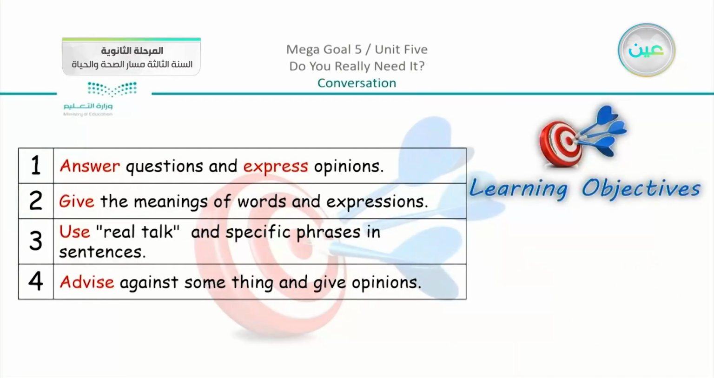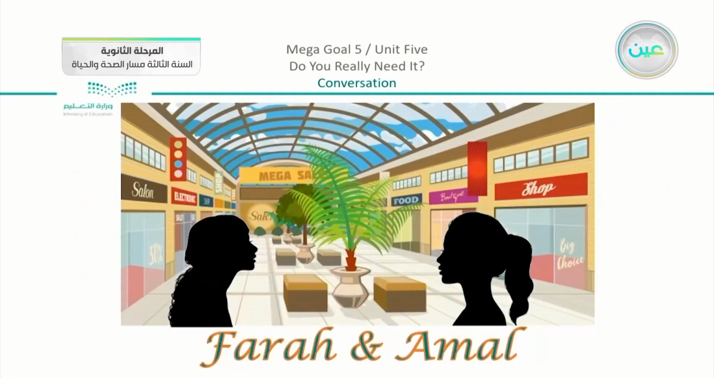Now, our objectives are to answer questions and express opinions. Number 2, to give the meanings of words and expressions. Number 3, to use real talk and specific phrases in sentences. Number 4, to advise against something and give opinions. So we are going to meet these two girls. We have here Farah and Amal. Now you can see clearly that Farah and Amal are in a shopping mall. So we are going to listen to the conversation between the two girls. So let's start.